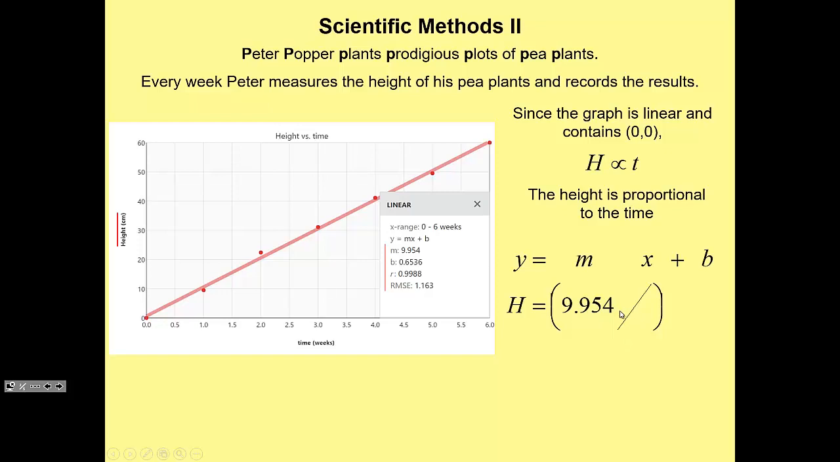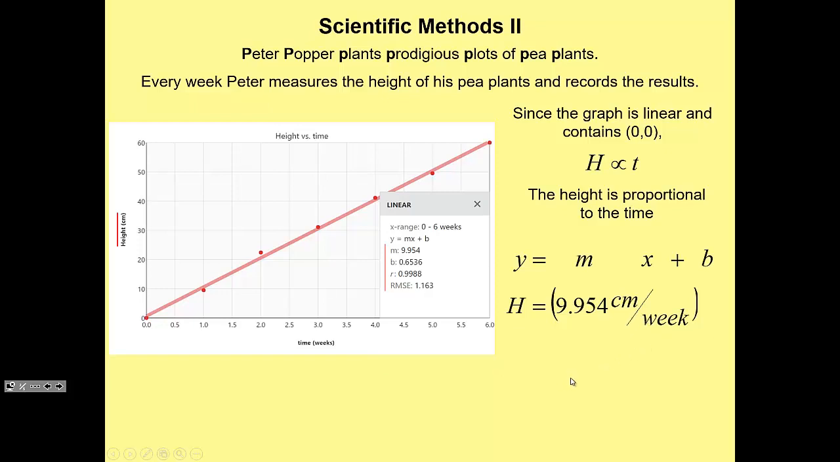What are the units of rise? Well, the units of rise are the units of the vertical axis. So that's centimeters. What are the units of run? Well, those units are the units of the horizontal axis, or weeks. So it's centimeters per week.